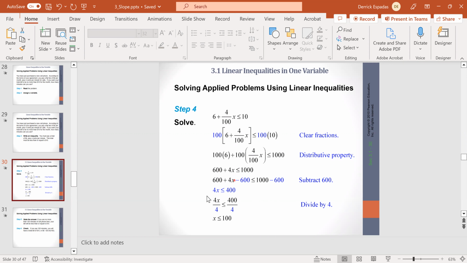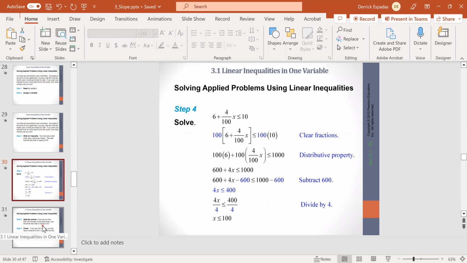Now these 600s cancel out, so I'm just left with the 4x, which is exactly what I wanted. And then 1000 minus 600 is 400. So we end up with 4x is less than or equal to 400. I still need to get rid of that 4. Now 4x means 4 times x, so I can undo that with division. So I'm going to divide both sides by 4. The 4s cancel out, leaving me with x. And then 4 goes into 400 100 times. So x is less than or equal to 100.